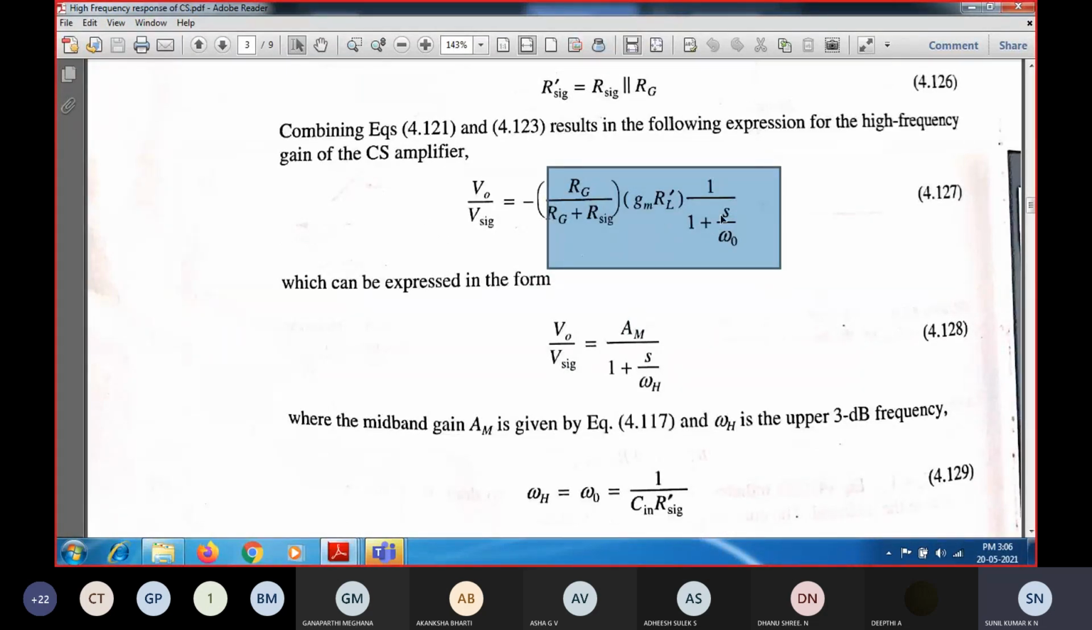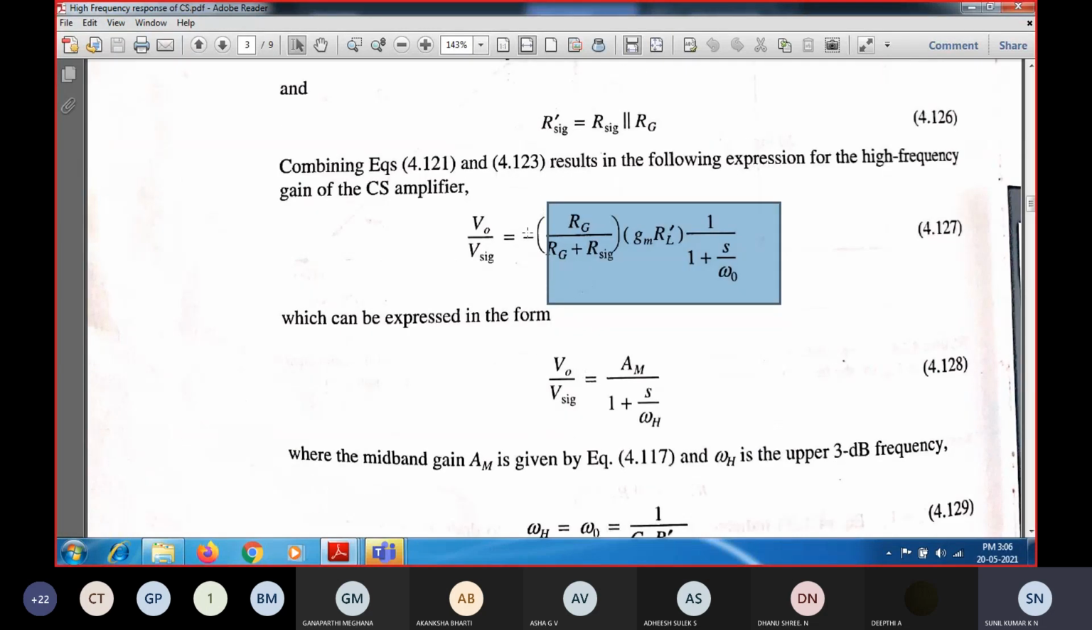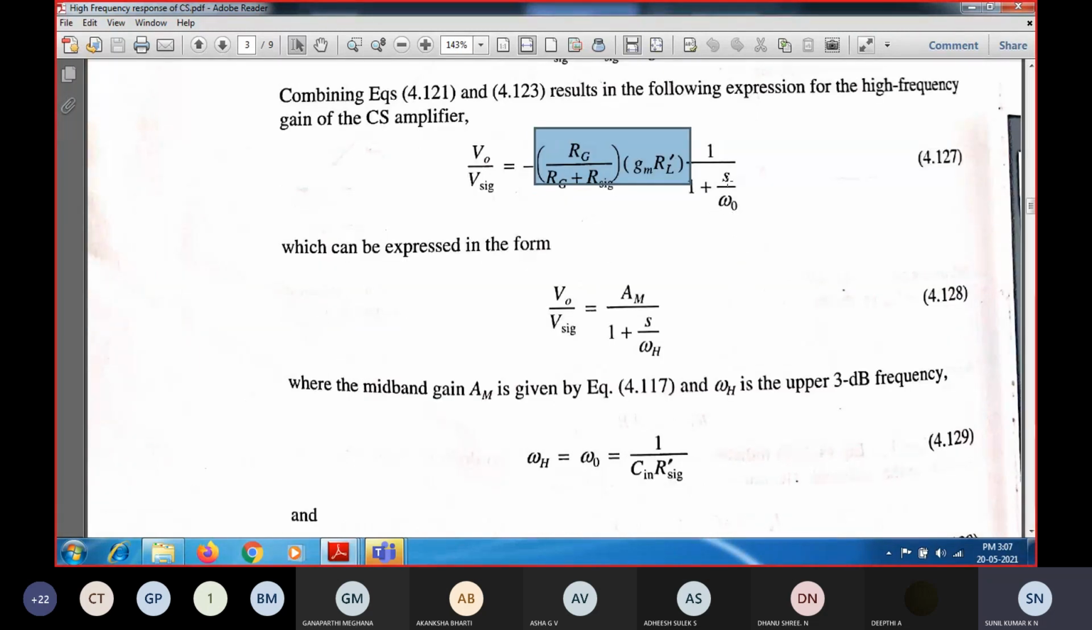Here, whatever the V signal is, it is multiplying with VGS, so V signal will be coming to the denominator, and hence this will give the 3 dB frequency gain response. So minus gm into R L dash into RG divided by RG plus R signal dash will be equal to AM, the midband frequency gain, also called the gain of the common source amplifier. So the entire thing is constant for a given value, divided by 1 plus S by omega naught.